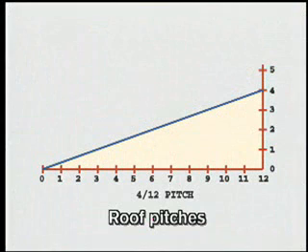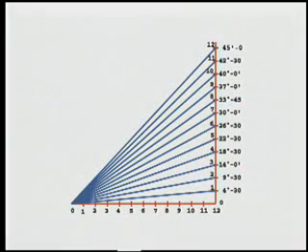Roof pitches describe the slope of a roof, expressed as a ratio between vertical inches to 12 horizontal inches. This can be described as 4 in 12 or 4/12 pitch. See the text for the conversion chart to degree angles.